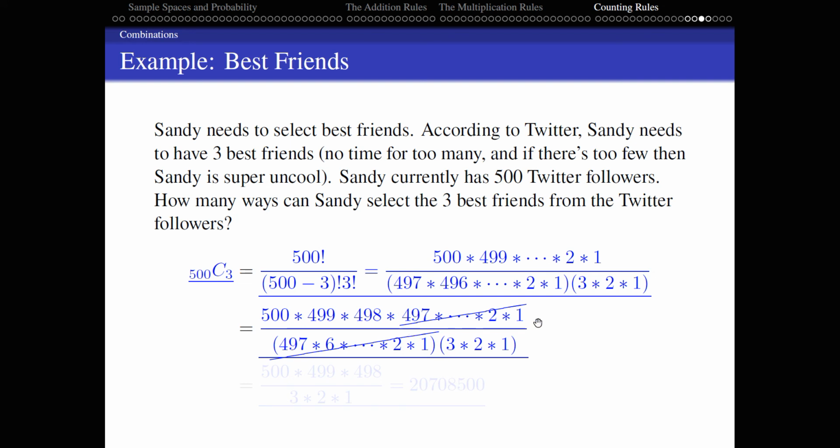So my 497 all the way down cancels with 497 all the way down on the bottom, and that leaves me with 500 times 499 times 498 on the top, and just the 3 times 2 times 1 on the bottom. So ultimately, Sandy has 20,708,500 ways in which they can select their 3 best friends from 50 Twitter followers, given the fact that it doesn't really matter if so-and-so was selected first or second or third. There'd be even more ways if it did matter who was selected first or second or third.